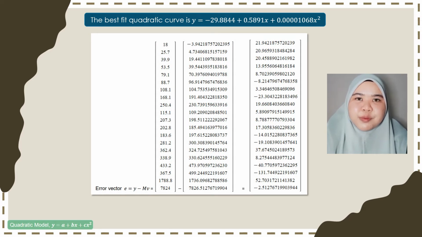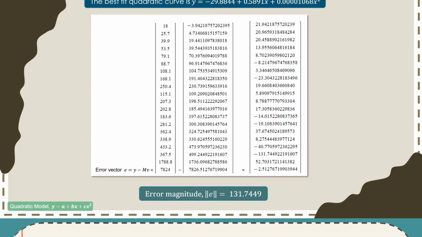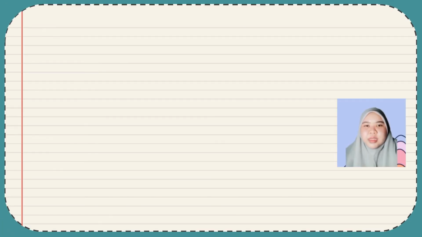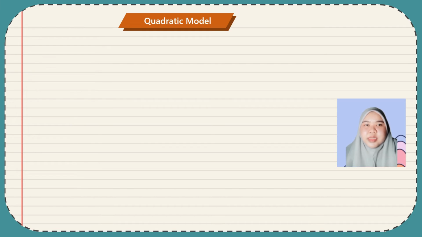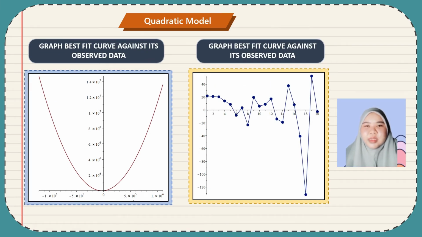From the error vector, we get the magnitude of the error vector. For our quadratic model, we get 131.7449. The graph of net profit against gross profit is displayed, and the graph of the error vector against gross profit for the quadratic model follows.